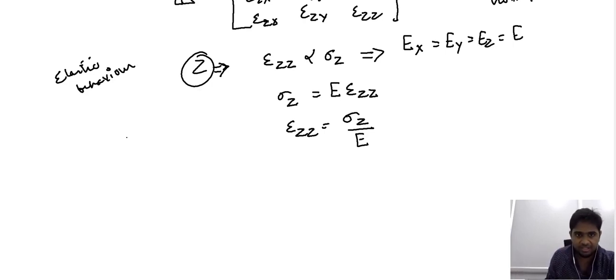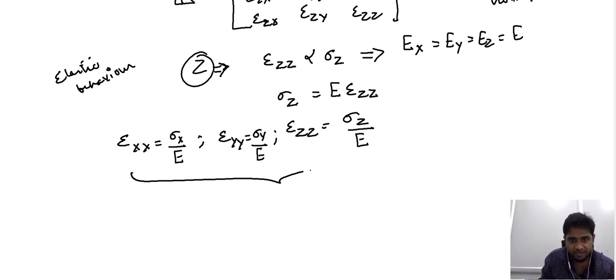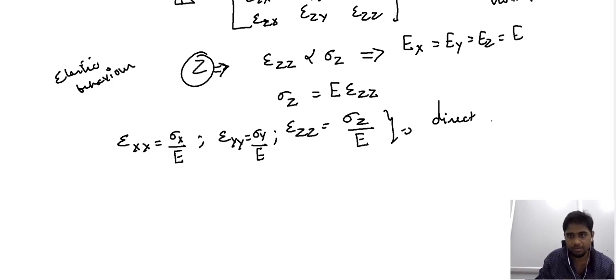It means the direct response along the x-axis will be the ratio of the stress along the x-axis to the Young's modulus, and the direct response along the y-axis will be the stress along the y-axis to the Young's modulus. So we have now three different expressions, a specific way of representing the direct responses that we observe. So we have arrived at the expressions for the direct responses.